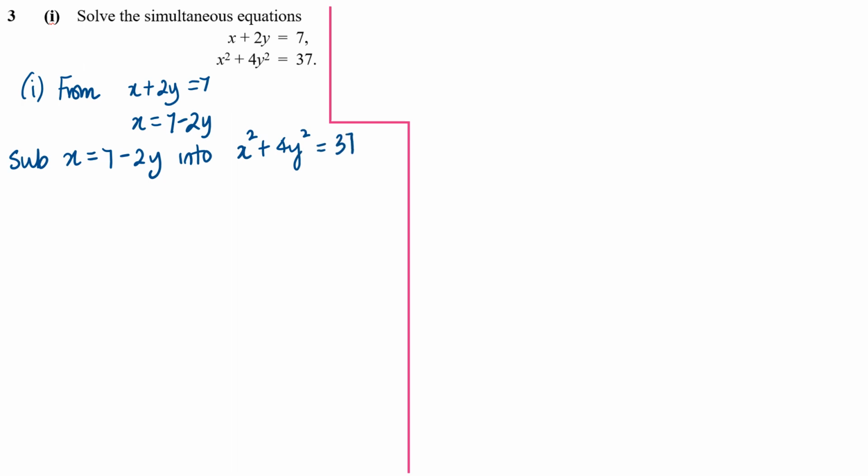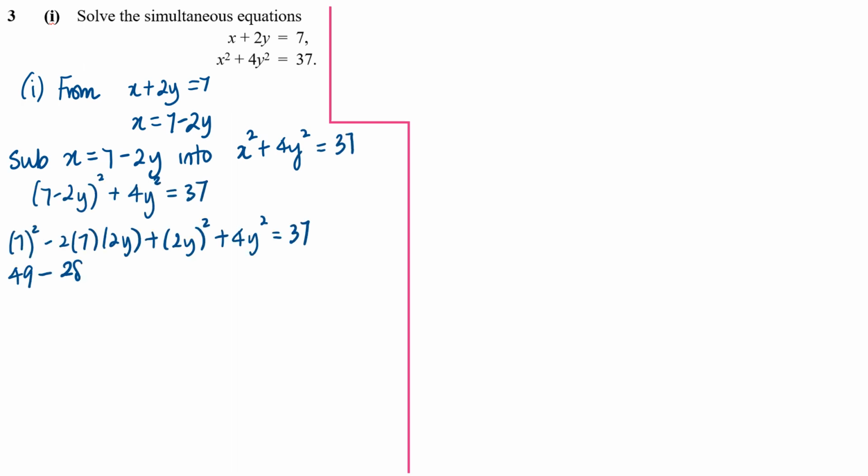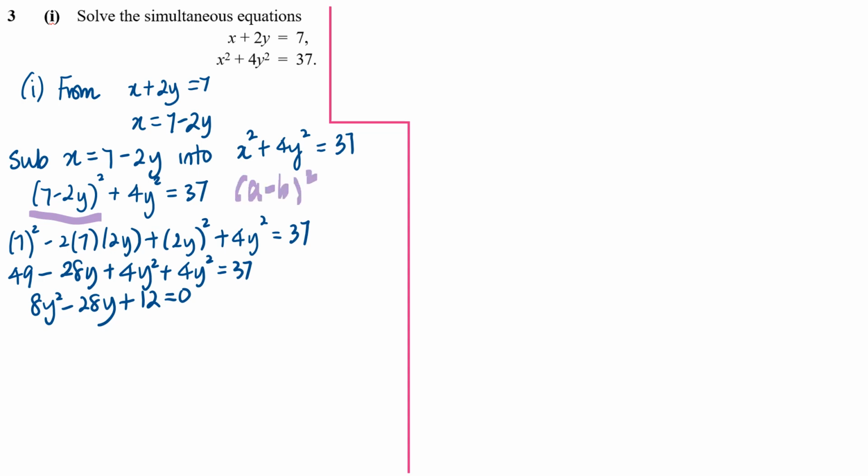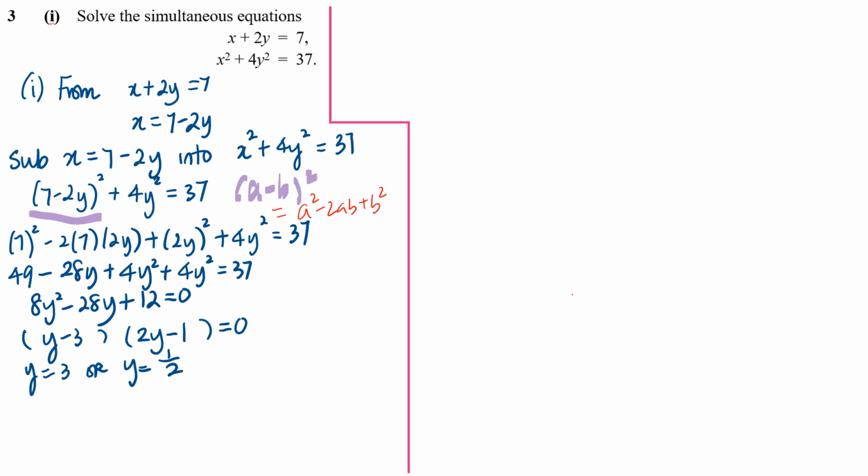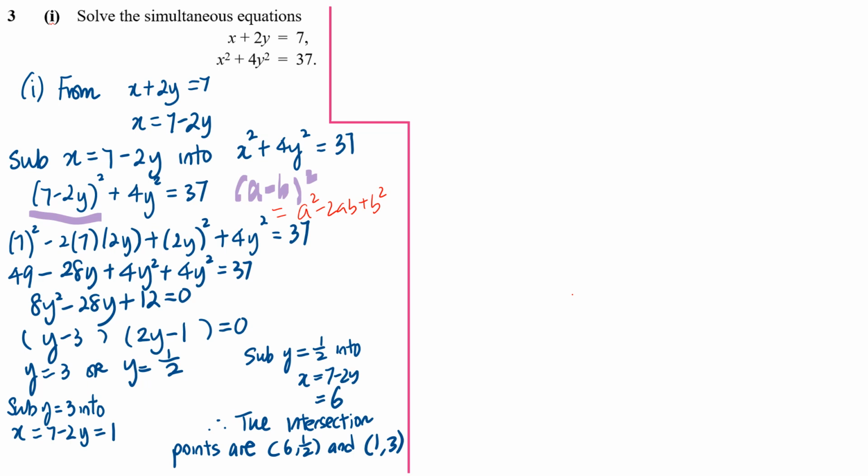Then you sub x equals 7 minus 2y into the second equation. Here we actually apply your algebraic identities to expand your bracket, 7 minus 2y, all to the power of 2. Factorize it, find the values of y. Substitute back into x equals 7 minus 2y to get the values of x. So hence the two intersection points are (6, half) and (1, 3).